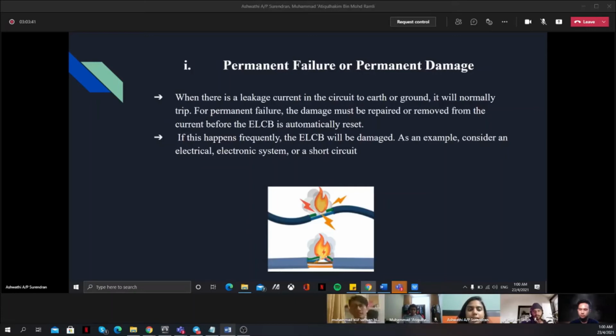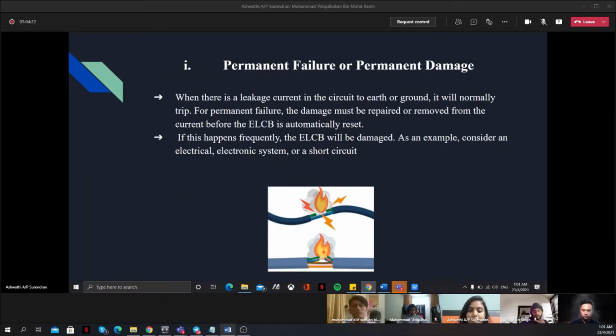Basically, when there is a leakage of current in the circuit to earth or ground, it will normally trip. For example, when you're using a grinder or a hairdryer, and maybe some components inside do not work anymore, it would cause the current to leak. That would cause damage to the device, obviously. So for permanent failures, the damage must be repaired or removed immediately.